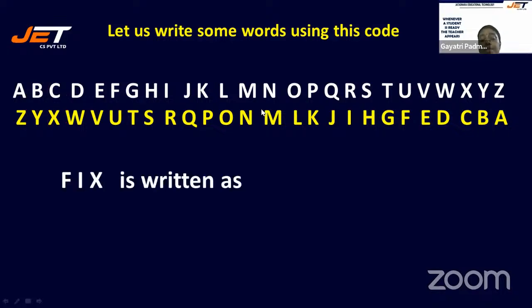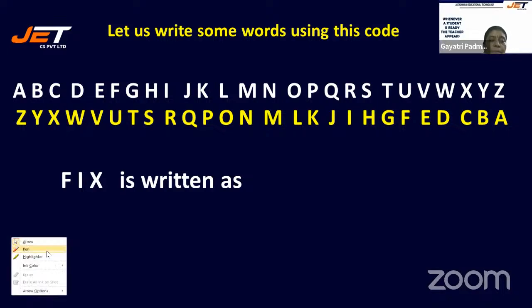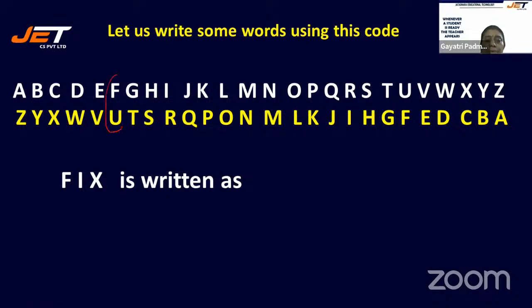Yes, we have FIX, F-I-X. Right. So now how do we go about this? For F, you have U. For I, you have R. And for X, you have C. All right. So it goes like URC. Now let us try another one.